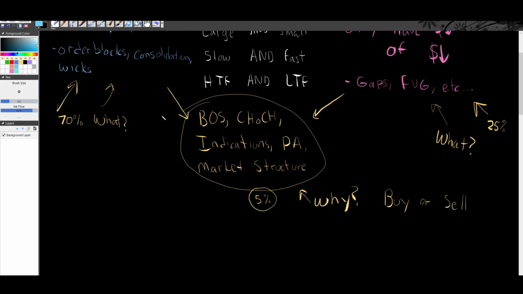What colors did I use? Blue, pink. All right.